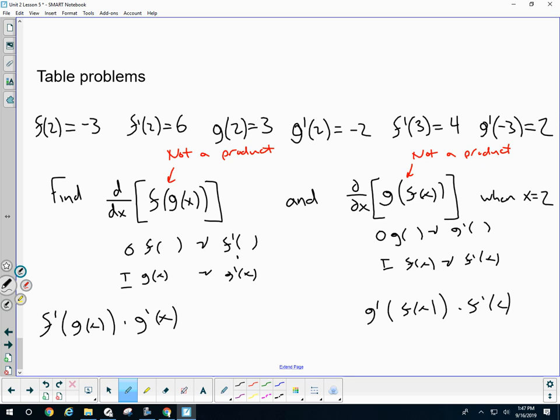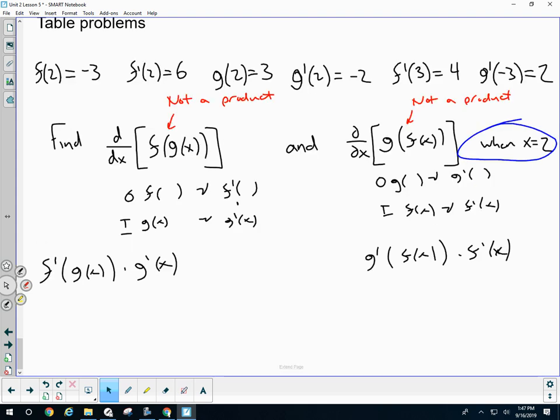Okay, so I got f prime of g of x times g prime of x. But we're not done. These table problems, we want a numerical answer. We've got x equals 2 that we want to evaluate these at. So we are going to plug in 2. This becomes f prime of g of 2 times g prime of 2. It's very important not to think this is f prime of 2. This is f prime of g of 2.